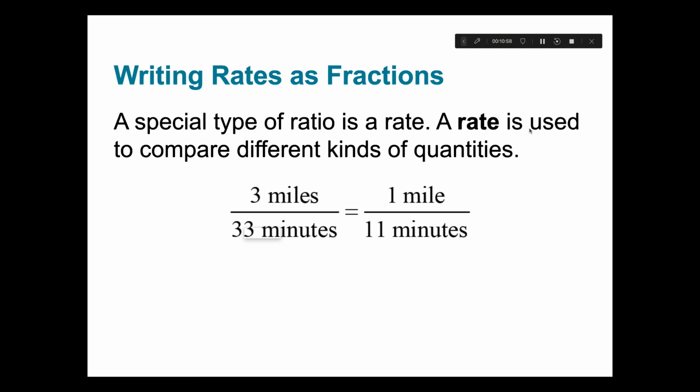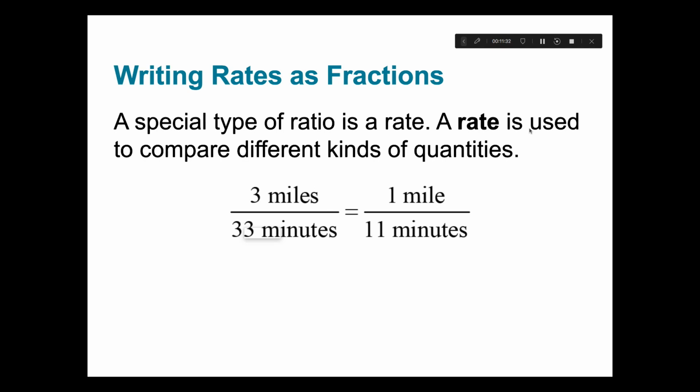So now we talk about rates. A special type of a ratio is a rate. Rates you use to compare different things. So when we talk about miles per hour, that's a rate. Miles per gallon, that's a rate. Ounces per dollar, that's a rate. This is where we use math in real life. These things come into our real world.